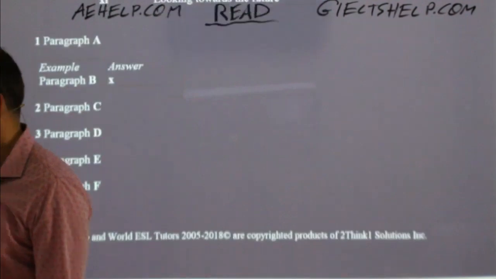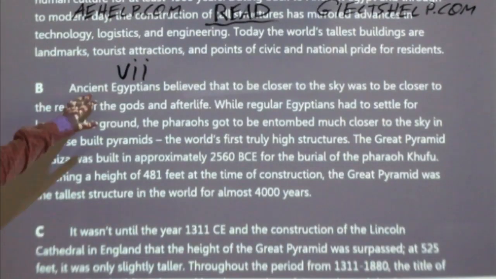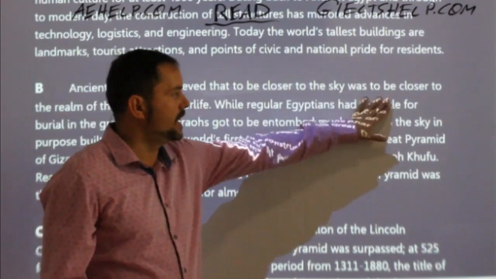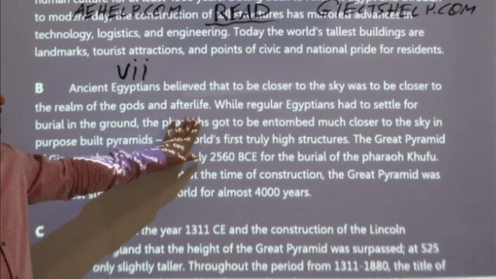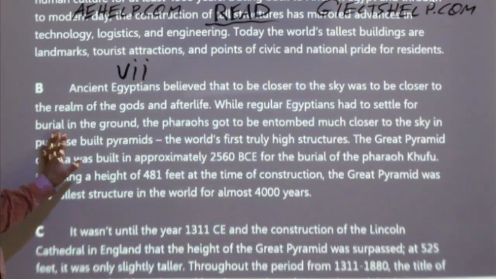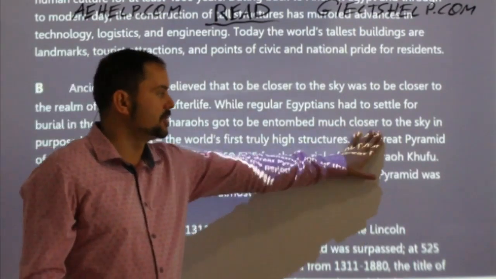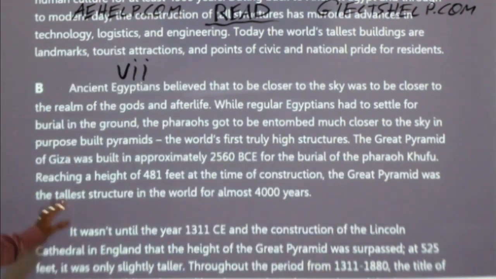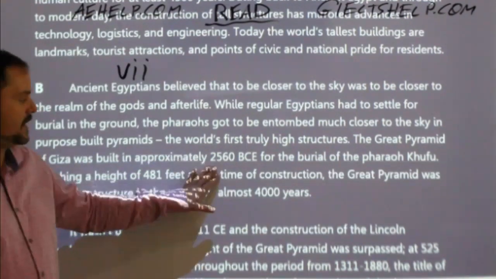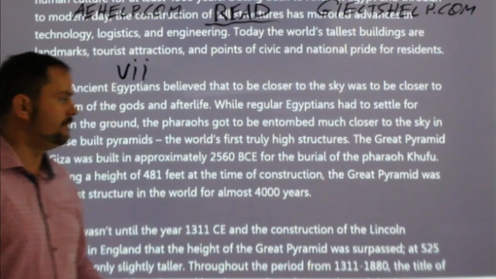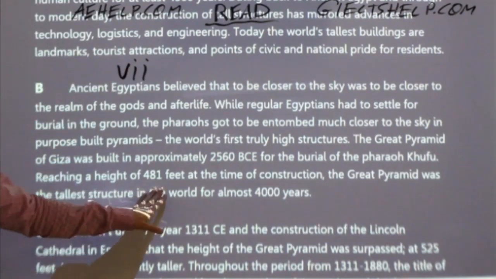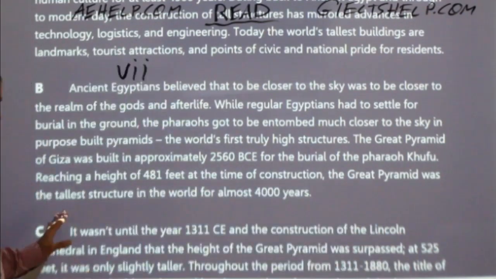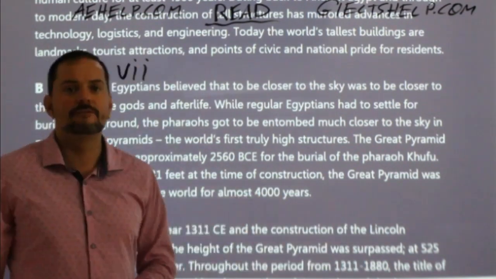I'm going to take that one. So 7 it is. Okay. And we continue. Let's read together. Ancient Egyptians believed that to be closer to the sky was to be closer to the realm of the gods and afterlife. While regular Egyptians had to settle for burial in the ground, the pharaohs got to be entombed much closer to the sky in purpose-built pyramids, the world's first truly high structures. The Great Pyramid of Giza was built in approximately 2560 BCE for the burial of the pharaoh Khufu, reaching a height of 481 feet at the time of construction. The Great Pyramid was the tallest structure in the world for almost 4,000 years.